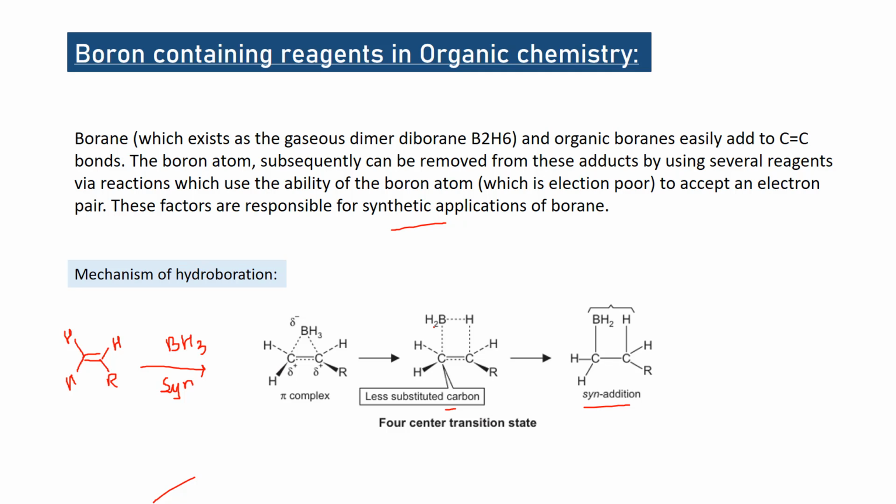So if you add this boron into the alkene double bond, what will happen? It will be added across this double bond, where this boron will go to the less substituted carbon, and the hydrogen will be added to the more substituted carbon, and it undergoes a syn addition of this boron and hydrogen.